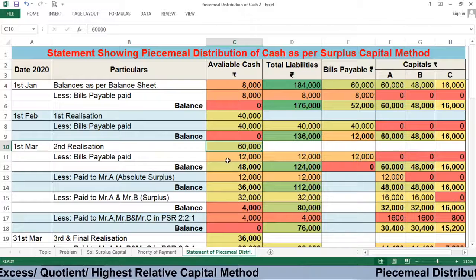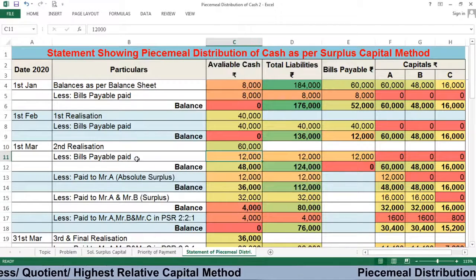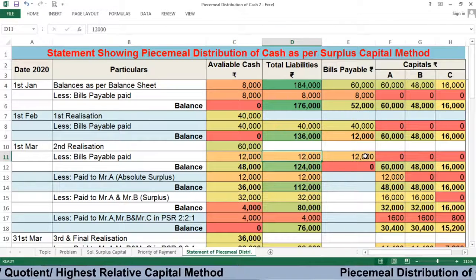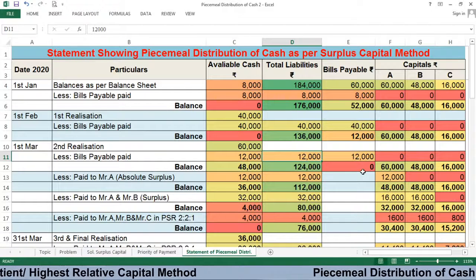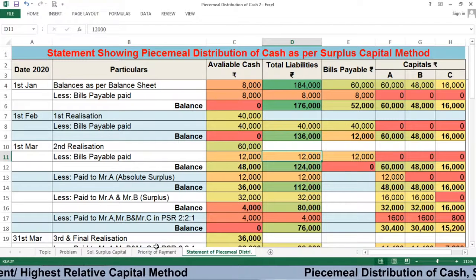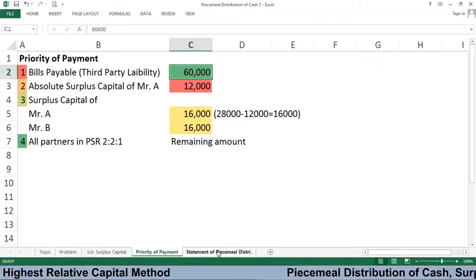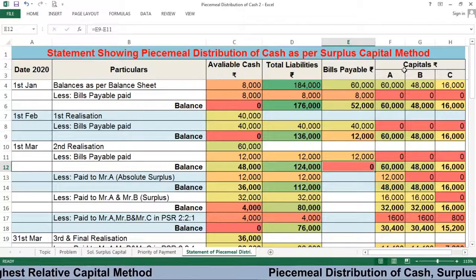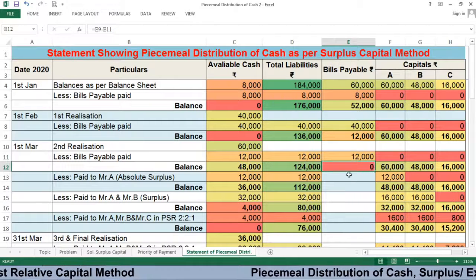So first of all, we will pay bills payable, that is, less 12,000 bills payable from 60,000. Our total liability will be reduced by 12,000, and bills payable also will be reduced by 12,000. Now bills payable balance will be 0. So in this way, our first priority, third party liability, is fully nil. So now we have other liability, that is capital, which is internal liability, or we can say a partner's liability.